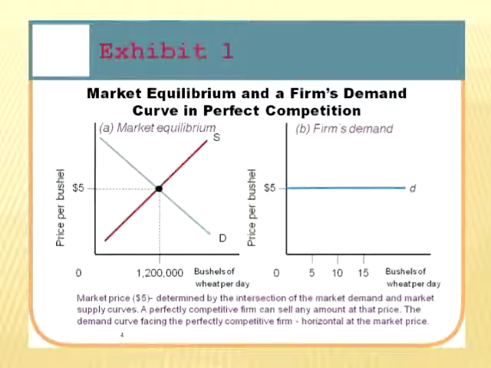So our market has an equilibrium point at $5, and here we're using bushels of wheat, $5 per bushel. The market is going to produce 1.2 million bushels of wheat. You, as an individual firm, however, essentially see a demand curve which is unlimited at $5. Suppose you can produce anywhere from 5 to 15 bushels of wheat per day. The market is 1.2 million bushels per day. From your standpoint, you can sell as many as you produce as long as you maintain the $5 which you get from the market.